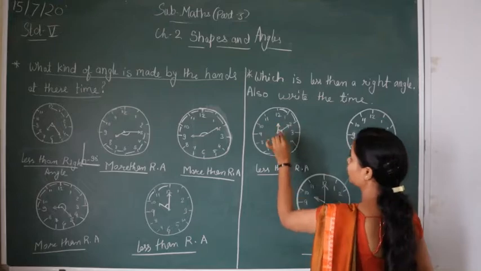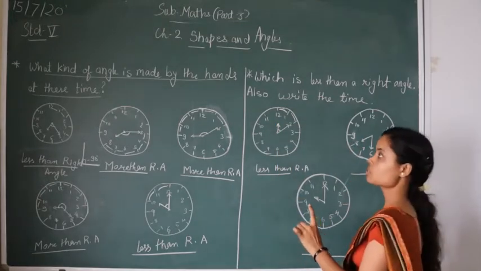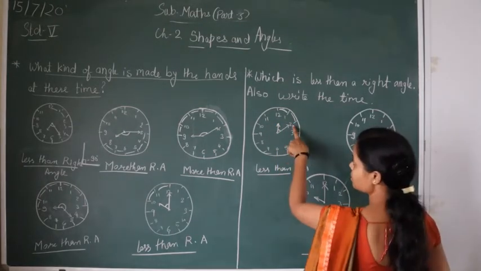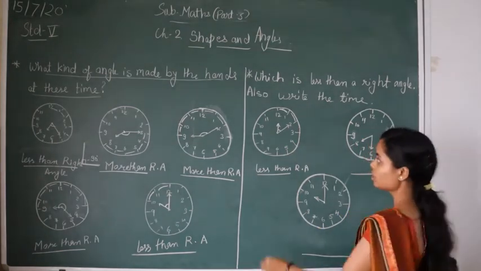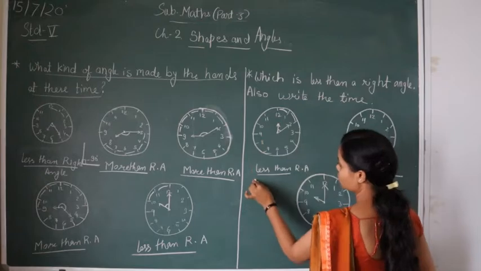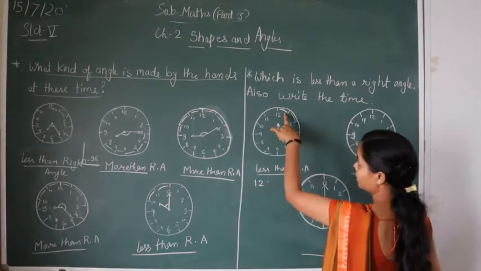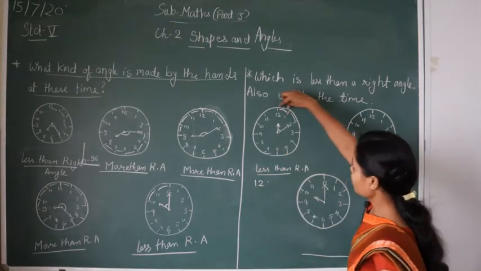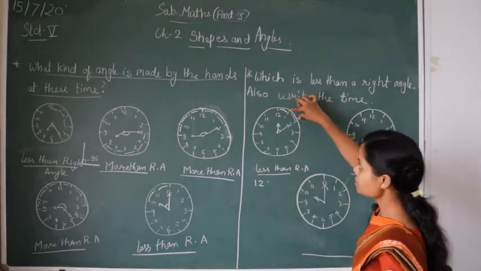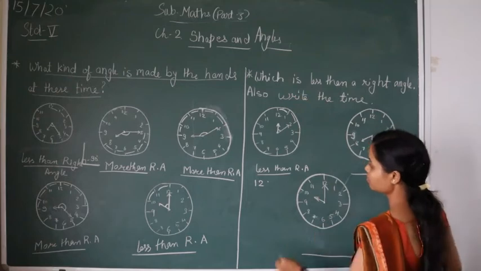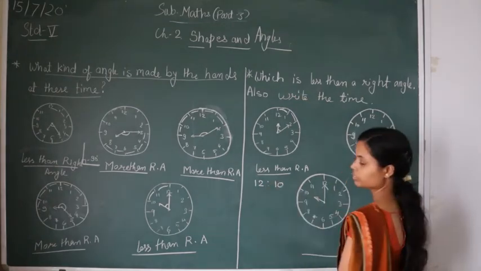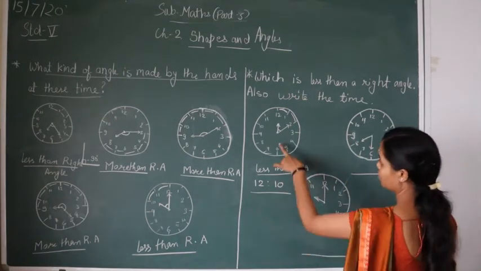this short hand of the clock shows the hour and this long hand of the clock shows the minute. Okay, so this short hand of the clock shows 12 and the long hand shows 5 minutes, and this is 5. So add both, 5 plus 5, 10. Okay, this is the time of this clock.